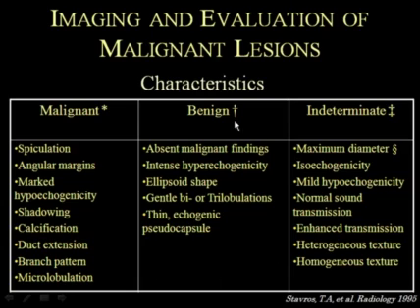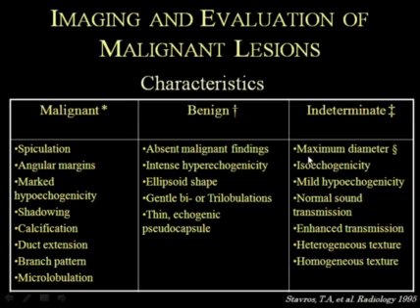Also, he had several benign findings. He put everything in the benign category if they didn't have any malignant findings. If they were intensely hyperechoic, if they had ellipsoid shape or gentle bi or trilobulations, if they were thin or had an echogenic pseudocapsule.